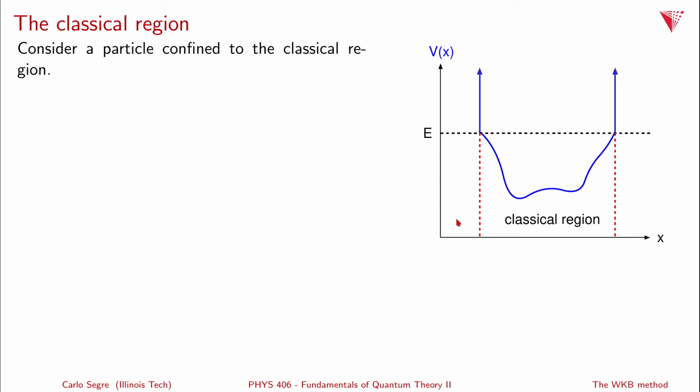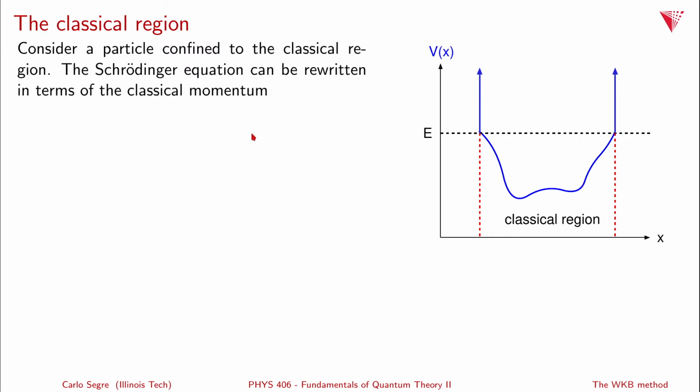Now, let's consider for the classical region that a particle is confined to stay in that classical region, right? And so we have infinite boundaries on the edges, and we have this varying potential in this classical region, where the energy is above the potential energy. The total energy is above the potential energy. We can now rewrite the Schrödinger equation in terms of the classical momentum.